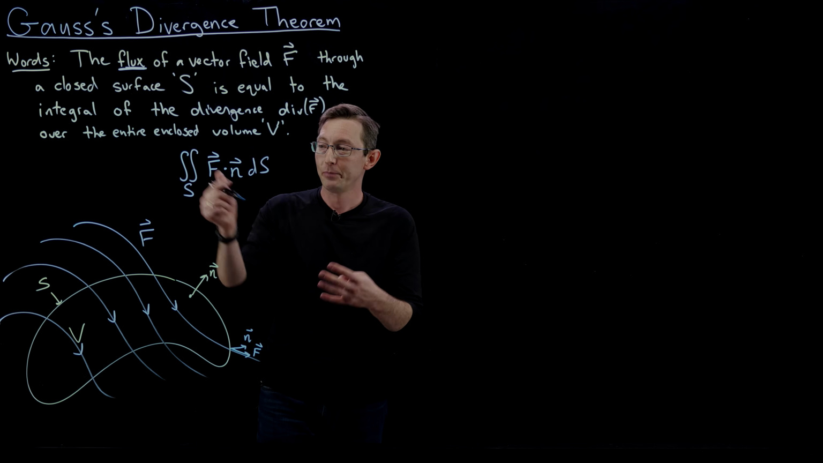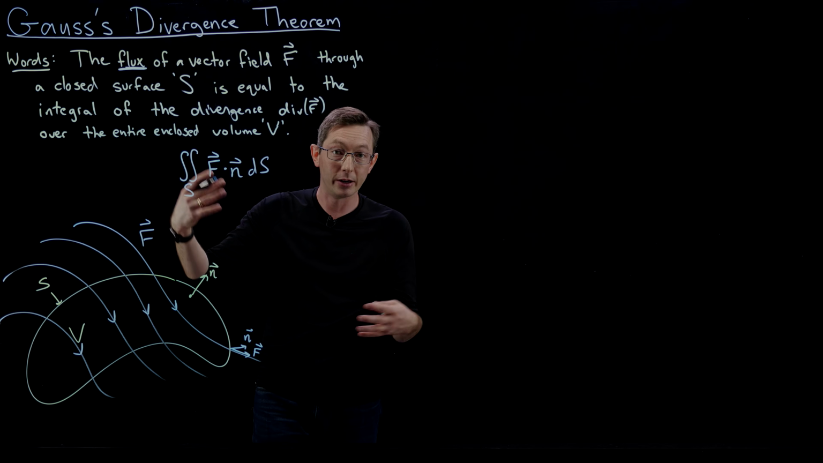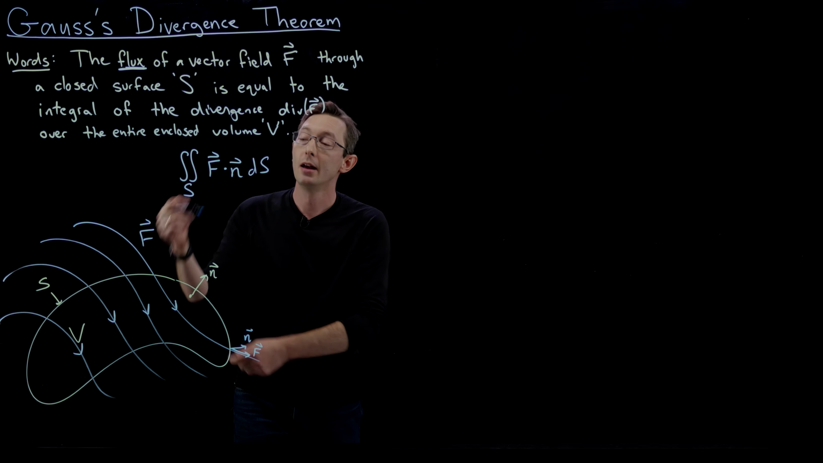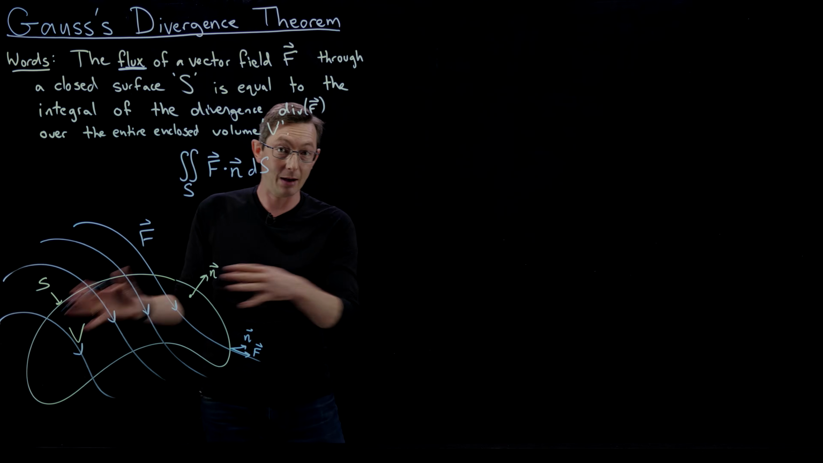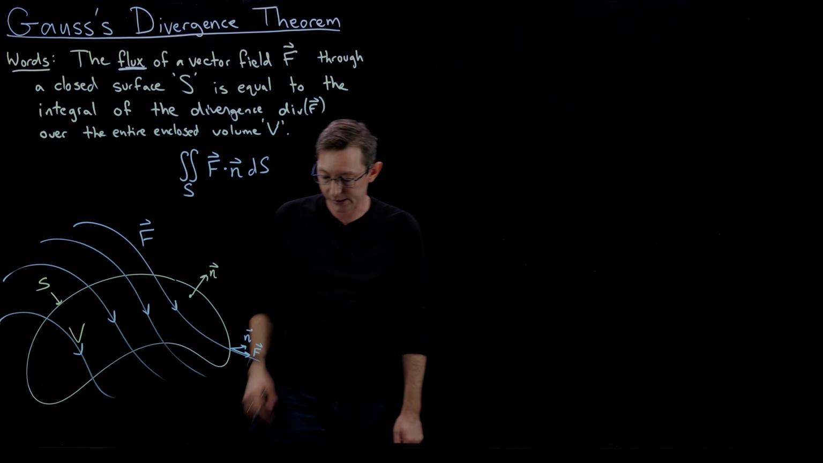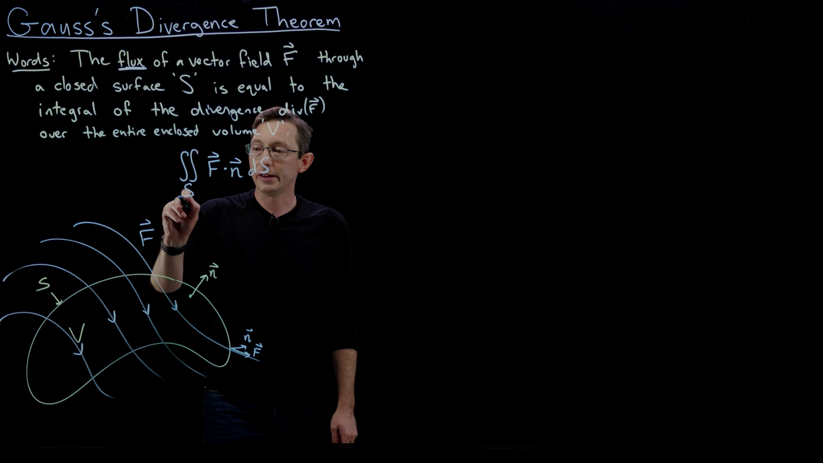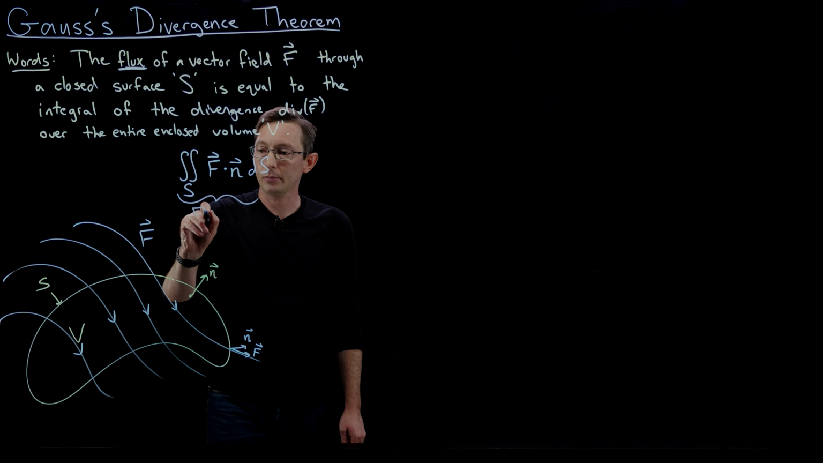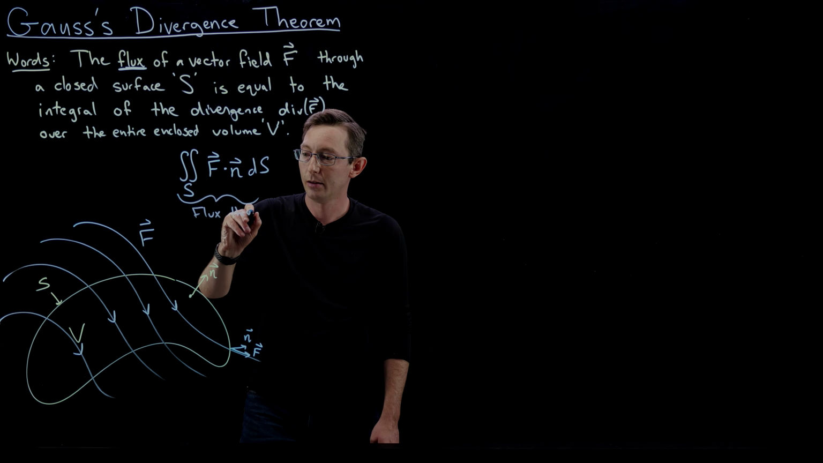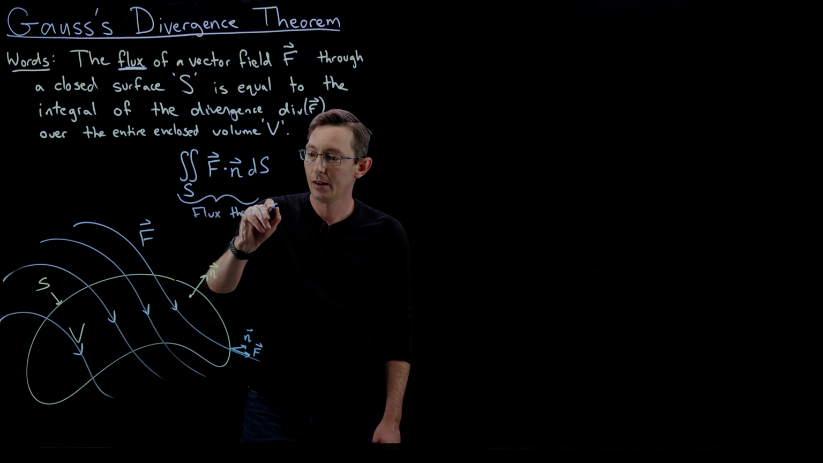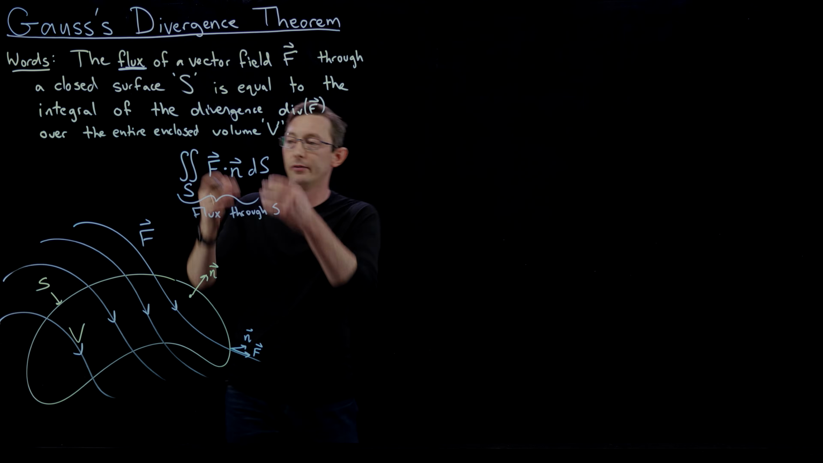Unless we believe that stuff can be created or destroyed inside the volume, okay? So if our quantity like mass, momentum, or energy can't be created or destroyed, and it's conserved, then this is a basic accounting of how much stuff leaves through that surface S. And so we call this the flux through S. And this is like a definition of the flux.